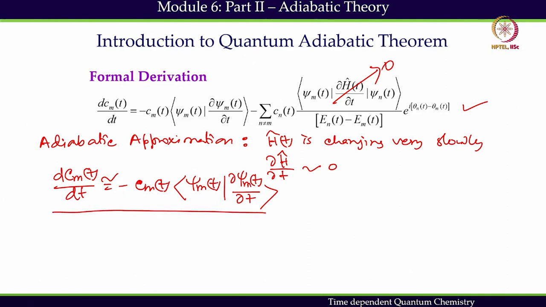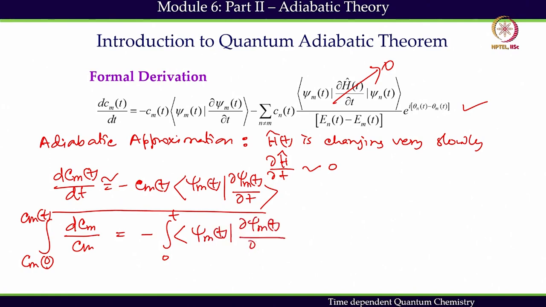Once we get this expression, one can integrate it as follows. This is going to be dC m by C m, integrated from C m at 0 to C m at time t, equals minus the integral from 0 to t of the expression with dt dash. So we have again distinguished the variable of integration from the limit of integration. The limit shows that I am integrating from 0 to t, and if I do that integration, then immediately I get the value C m at time t, which is immediately after the adiabatic process is turned off.